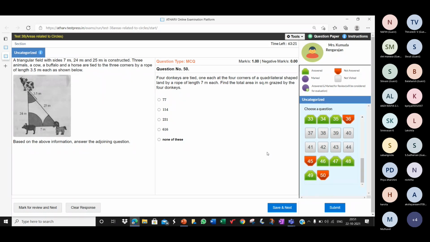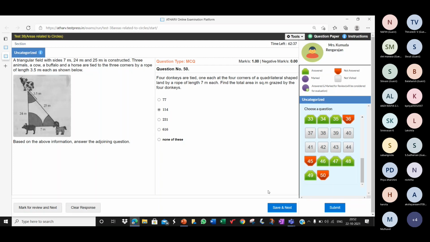So what will you get in the bracket? Angle A plus B plus C plus D. What is angle A plus B plus C plus D? 360 degree, ma'am. So you get pi r square by 360 into 360, right? 360 cancels. So pi r square. It will be pi into 7 into 7. So pi meaning 22 by 7 into 7 into 7, 7 cancels. 22 into 7, 154 meters square.